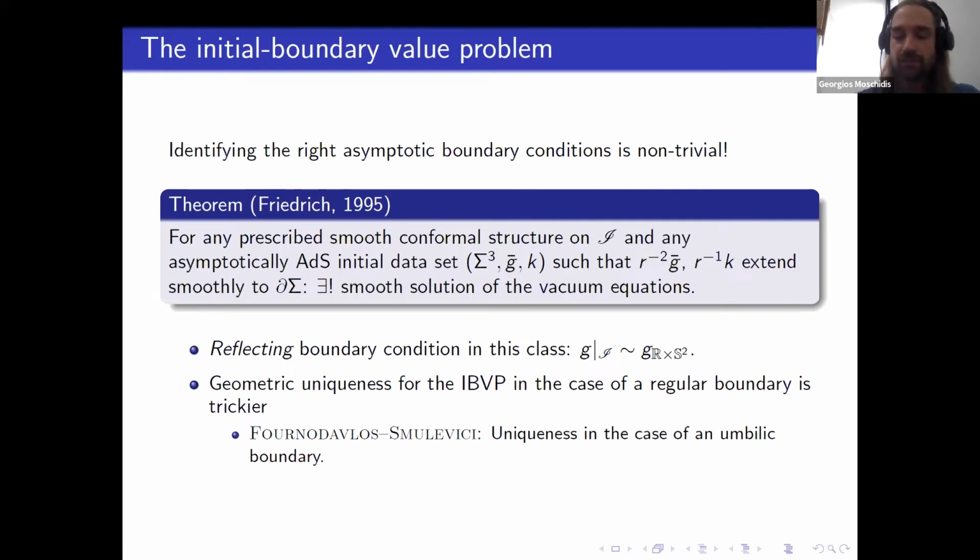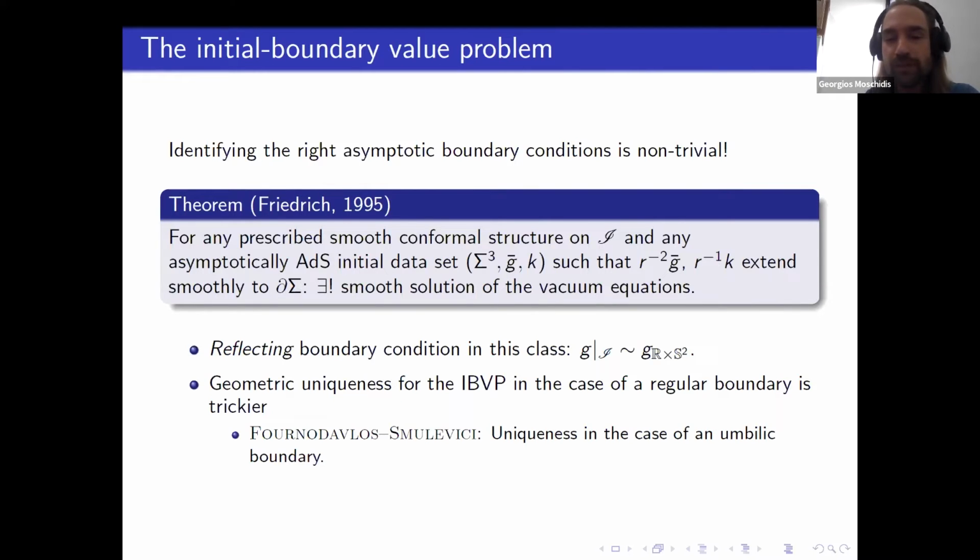He actually discovered the following class of boundary conditions that lead to a well-posed initial boundary value problem. He said that for any smooth prescription of the conformal geometry of this boundary at infinity, and any choice of asymptotically AdS initial data, which are asymptotically smooth and asymptotically AdS, there exists a smooth solution to the vacuum Einstein equations, at least locally in time, attaining those initial and boundary data. And moreover, this solution is geometrically unique.